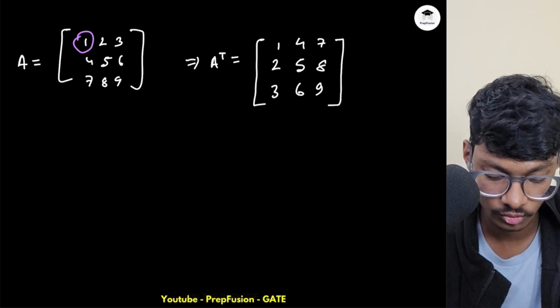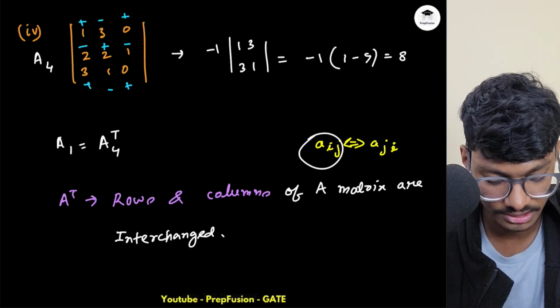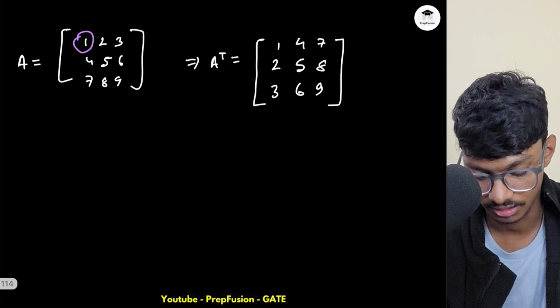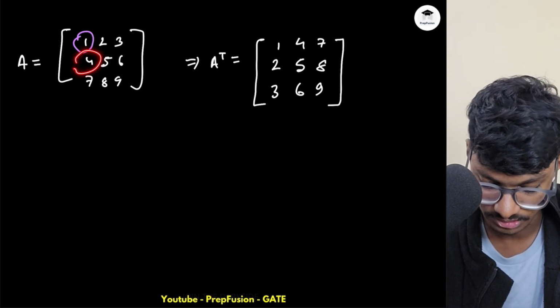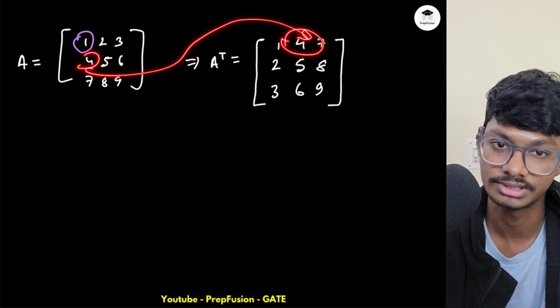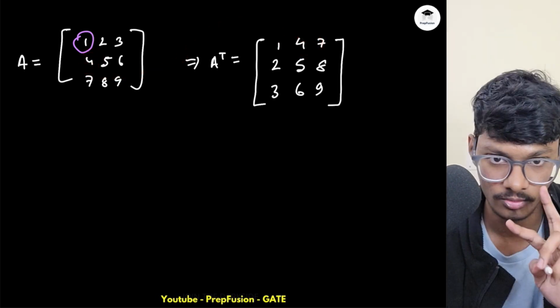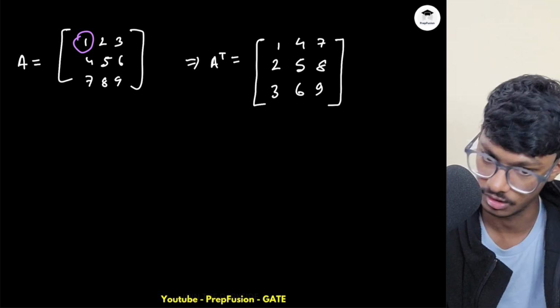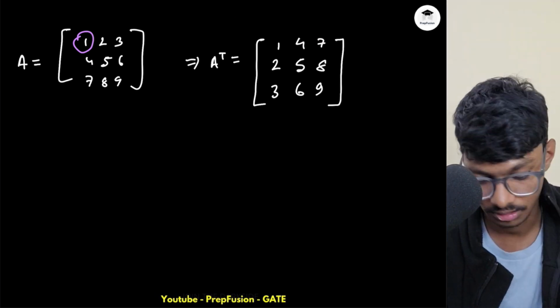So I just interchange the rows and columns, or as I explained, Aji will be Aij. You just see right here, what is it? It is A2,1. So this 4 goes to here. What is the element here? It is A1,2. So 2,1 gets simply swapped with 1,2. So this is what my A transpose will be.